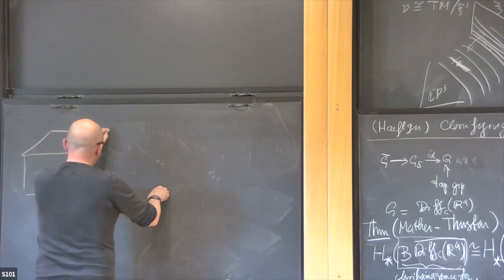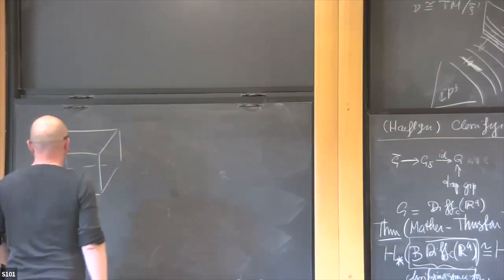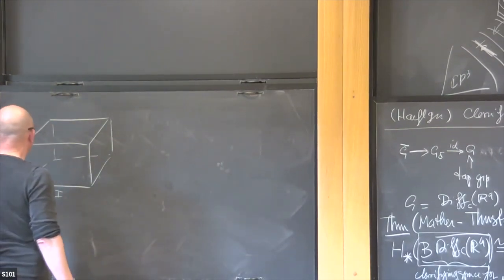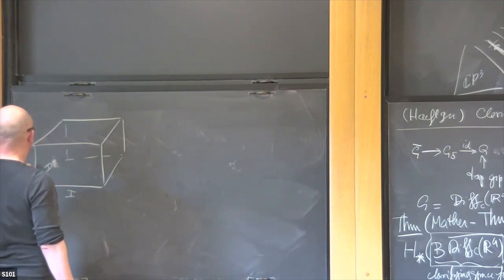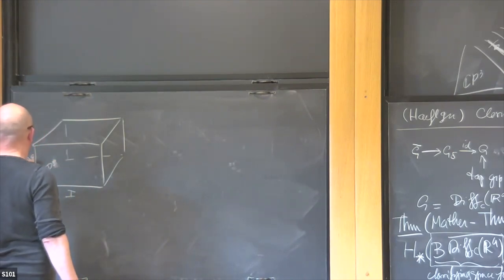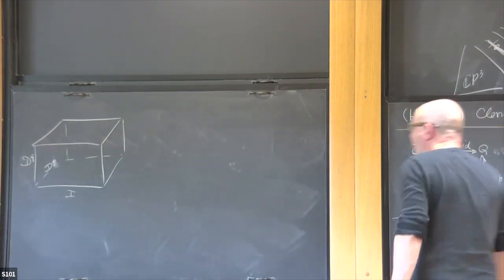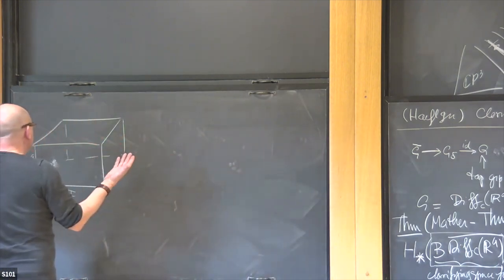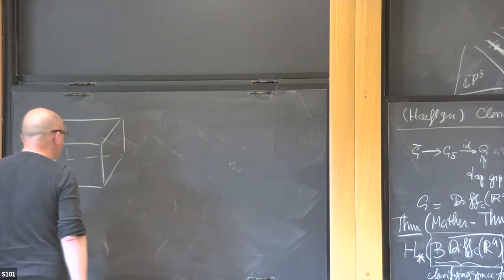You have a foliation. This is I, that is a ball in V, a DP. That is a ball in RQ, DQ. And you already have this foliation, which is defined and transverse to the verticals.